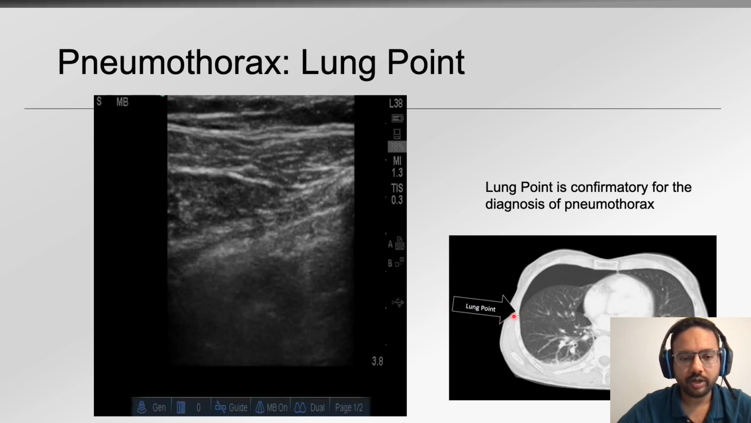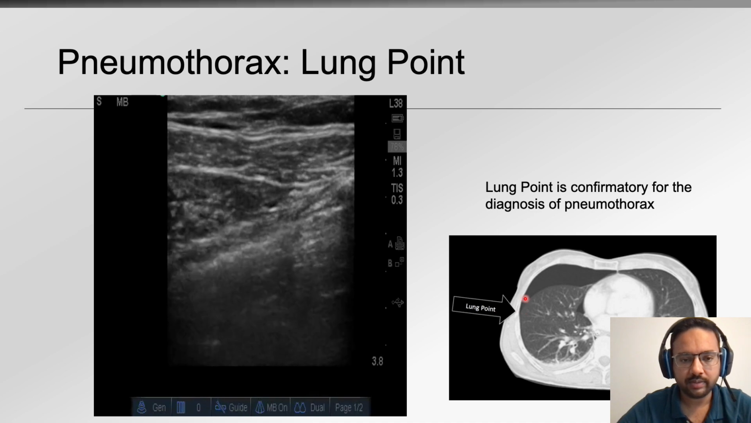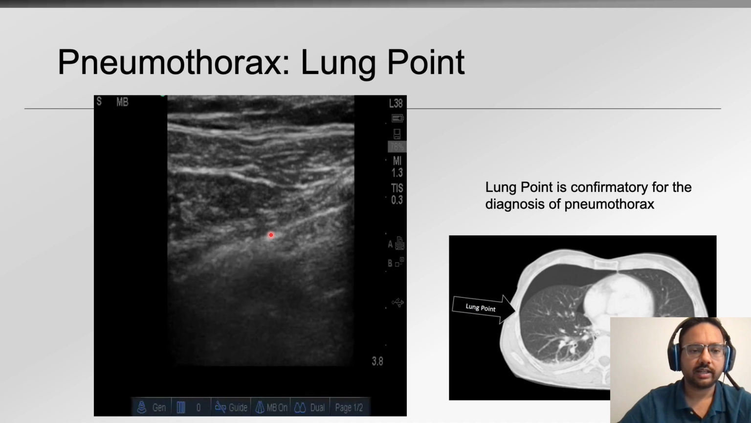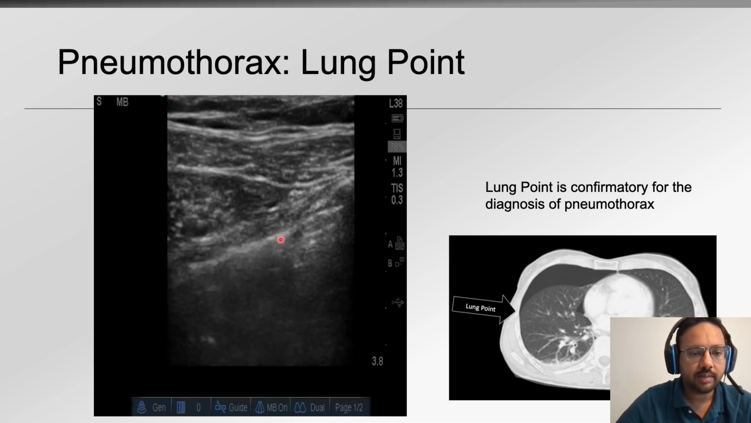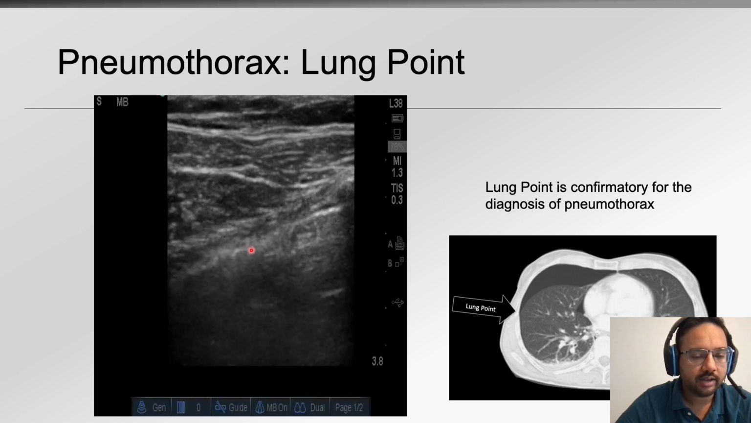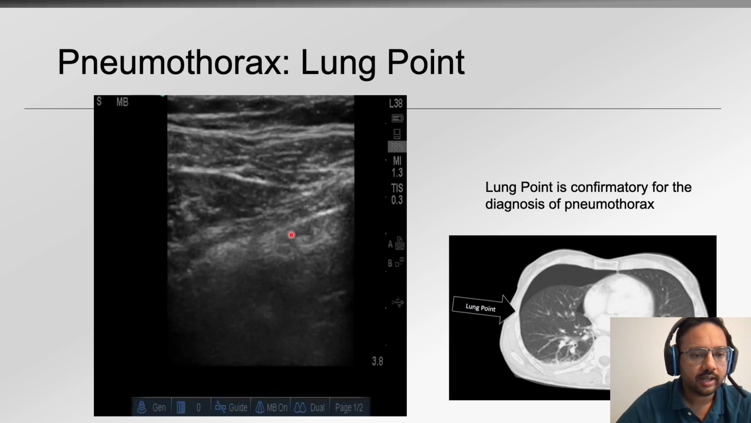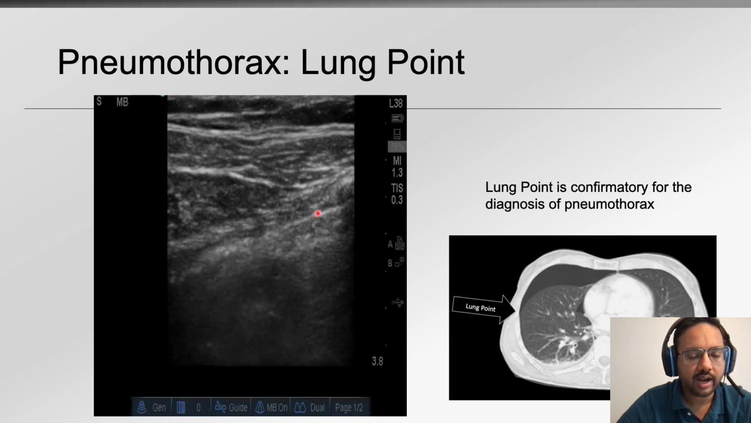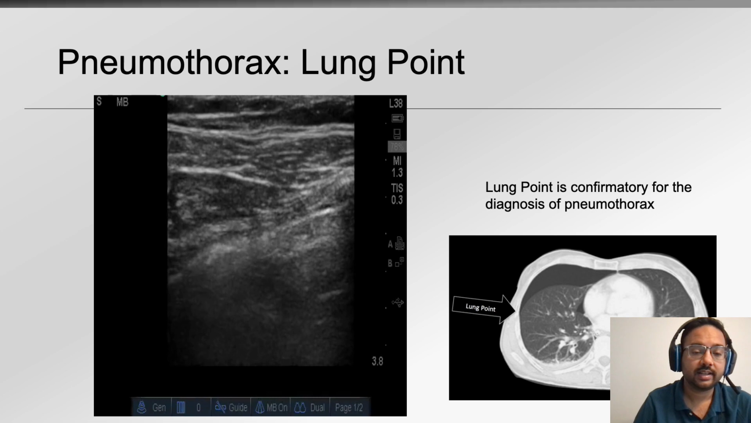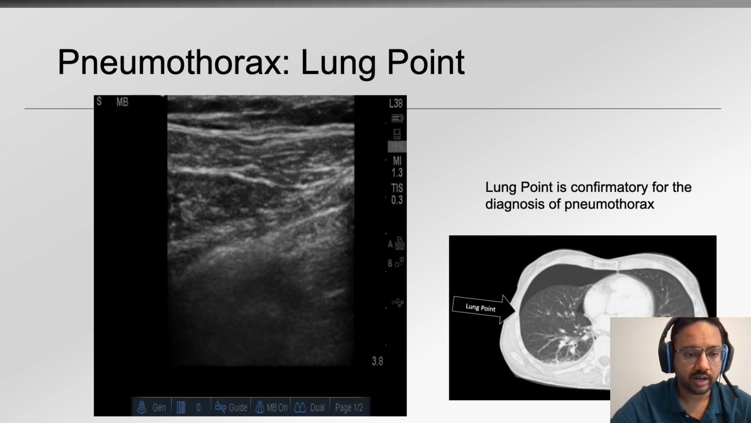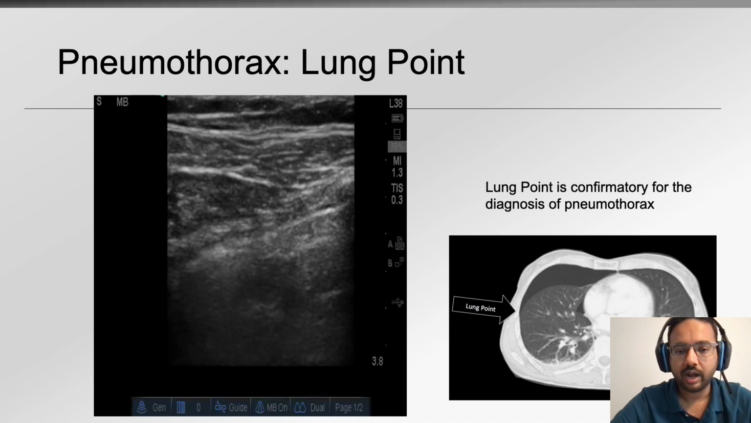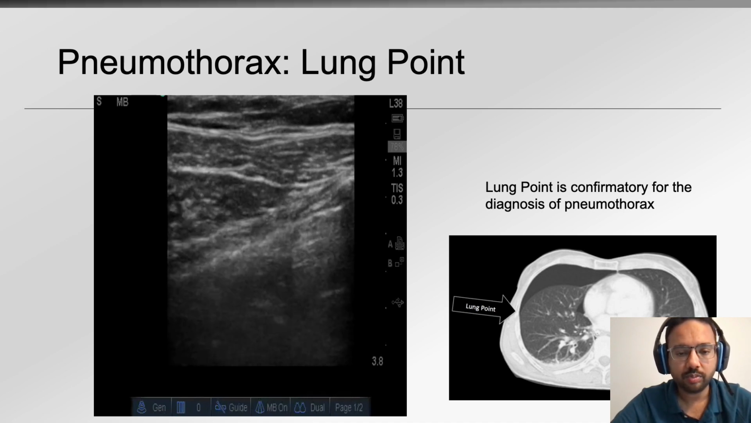The arrow is pointing to the lung point, which is a transition area between the pneumothorax and the lung. This is exactly what we see in the clip here, where you can see a part of the pleura that is sliding, which is the area of normal lung, and then this part of the pleura that's not moving at all, which is where the boundary of the pneumothorax is. This is confirmatory for pneumothorax. If you see this, and if your patient is decompensating, I would feel pretty comfortable putting in a chest tube to address that.